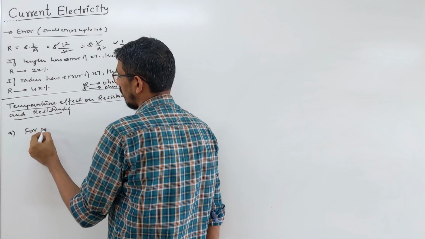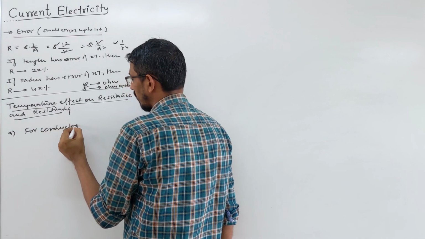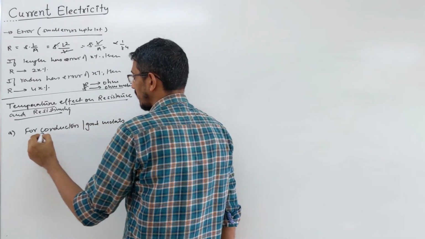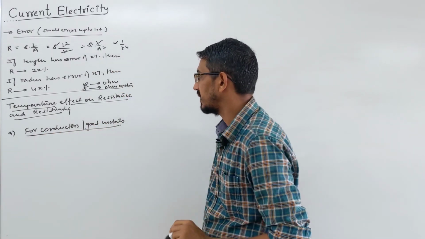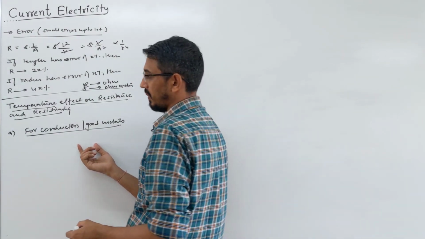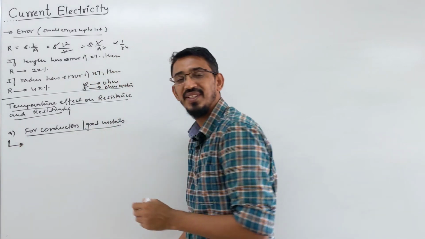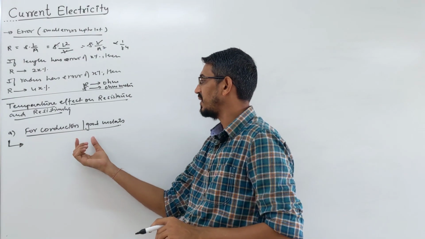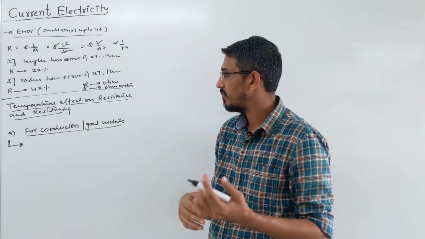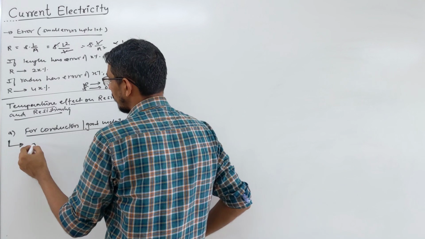So let's talk about point A. For conductors, and you say good metals, which conduct easily. For them, how will the resistance and resistivity vary with temperature? What is the answer? Inversely proportional. No, directly, sorry, here I said inversely. So how will the resistance and resistivity change with temperature for these conductors and good metals? Directly proportional. If temperature increases, resistance will also increase.